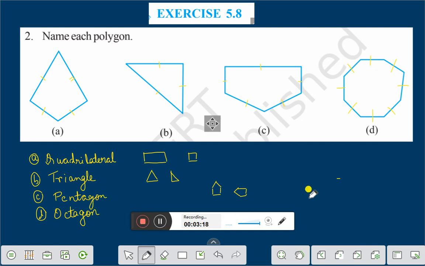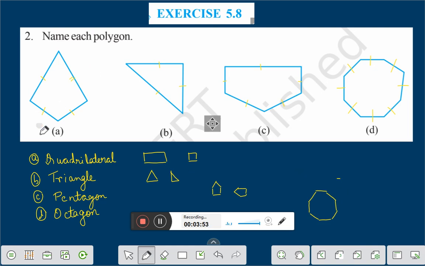Here you can make an octagon also, like a regular octagon, right? Octagon means 1, 2, 3, 4, 5, 6, 7, and 8. Here see, there are 8 sides, right? In this way, we can make more such figures, right? These are the various names of the polygons.